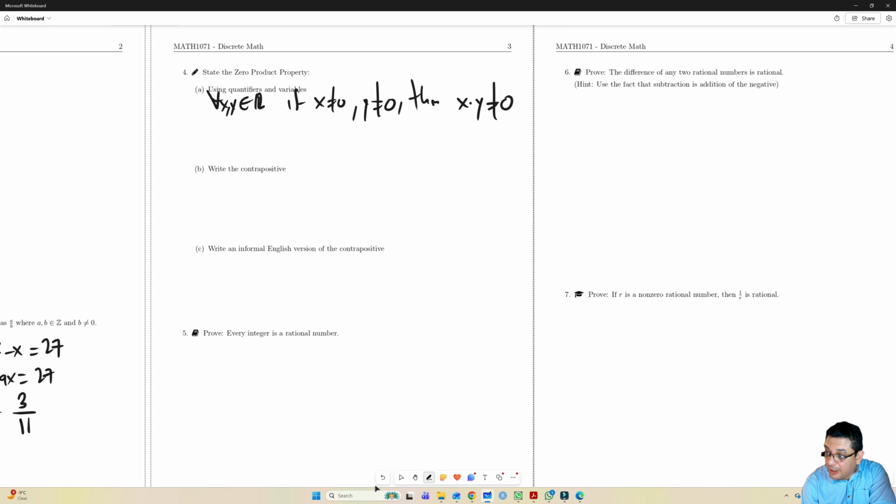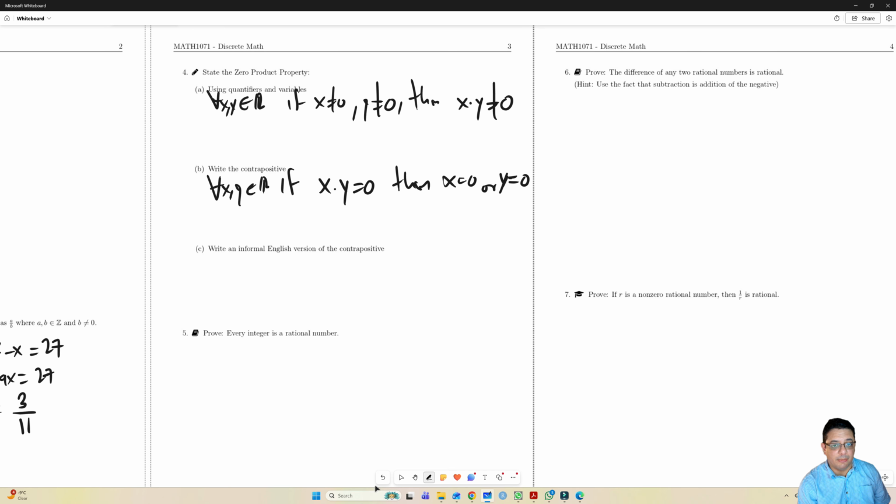Now the contrapositive for this will be that for all x, y that belong to the real numbers, the contrapositive will be the negation of this. If x times y is equal to 0, then it's because x is equal to 0 or y is equal to 0. One of them is going to be 0. This x different from 0, comma, y different from 0 is like an and. So when I'm negating here, this is going to be transformed into an or.